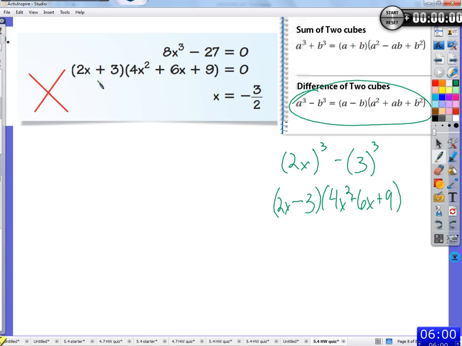Well, they're trying to solve the equation. How do they get negative 3 halves? Once you have it factored, how do you solve this equation? Set each factor equal to 0. 2x plus 3 equals 0, if they solve it, they will get negative 3 halves. But what you should get is 2x minus 3 equals 0, x equals positive 3 halves.